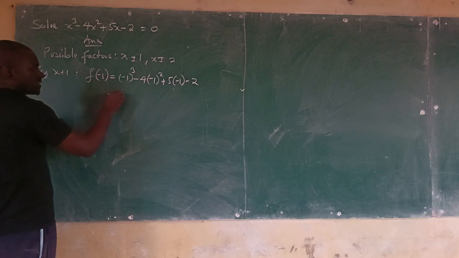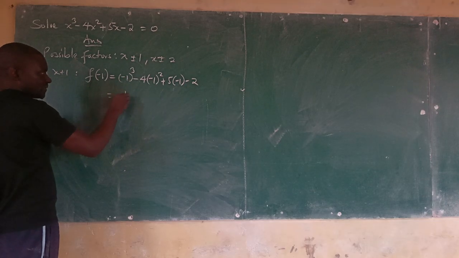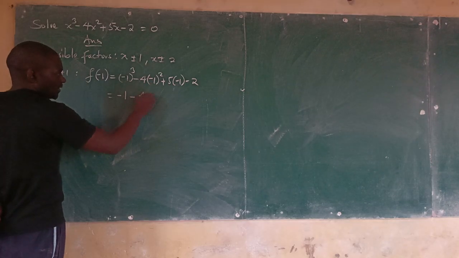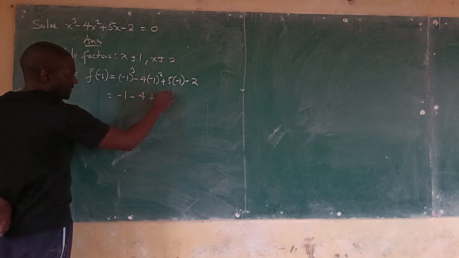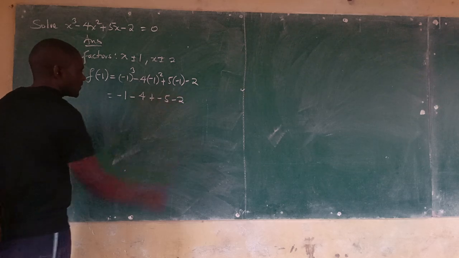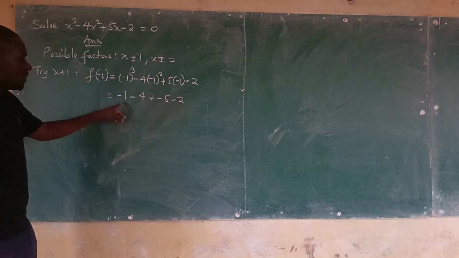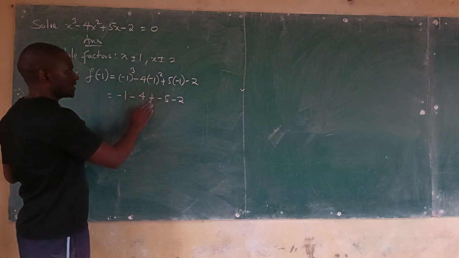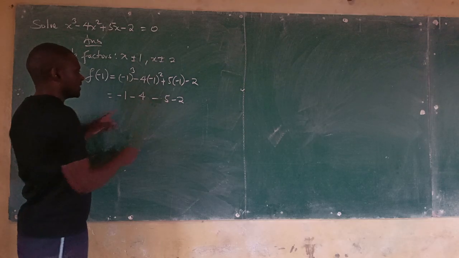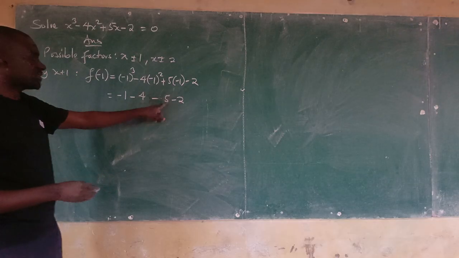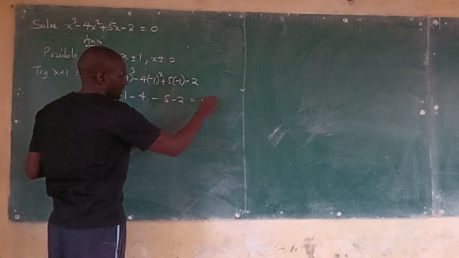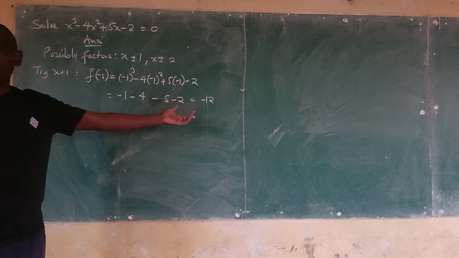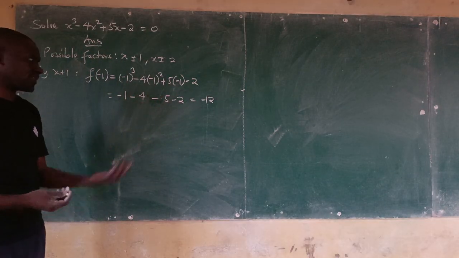Then if we evaluate, negative 1 minus 4, since the square is positive, plus negative 5, and then minus 2. Let's see what we are getting: negative 5, negative 10, negative 12. So the negative 12 is a remainder. Now that remainder tells us it's not a factor.